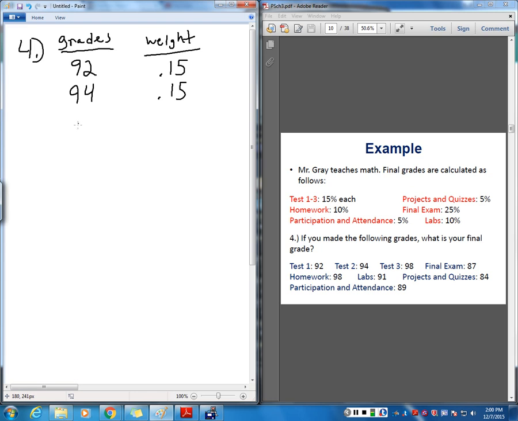The grade for test 3 was a 98. That's worth 0.15. The final exam was an 87. According to the problem, that was worth a quarter of the grade, 0.25. Homework was a 98. That's worth 10% or 0.10. Labs, 91. Also 10%.